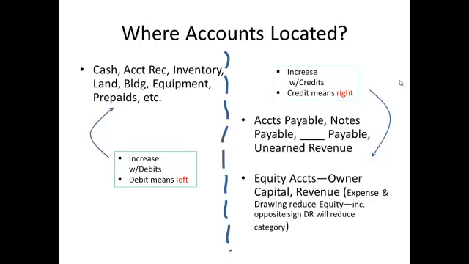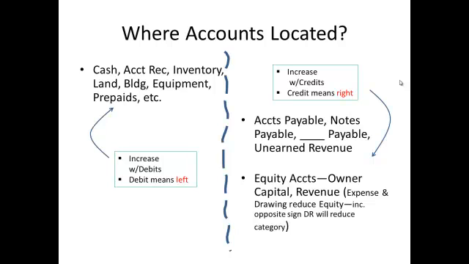Just a listing of the common accounts: cash, accounts receivable, inventory, land, building equipment, prepaids, etc. On the left-hand side of our equation, they increase with debits. Debit means left. Accounts such as accounts payable, notes payable, any payable account, and unearned revenue is a liability account. Special situation of receiving cash before service or items are delivered. Time Magazine takes in cash on the left. It can't credit regular revenue. It'll credit unearned revenue until it delivers the magazine.